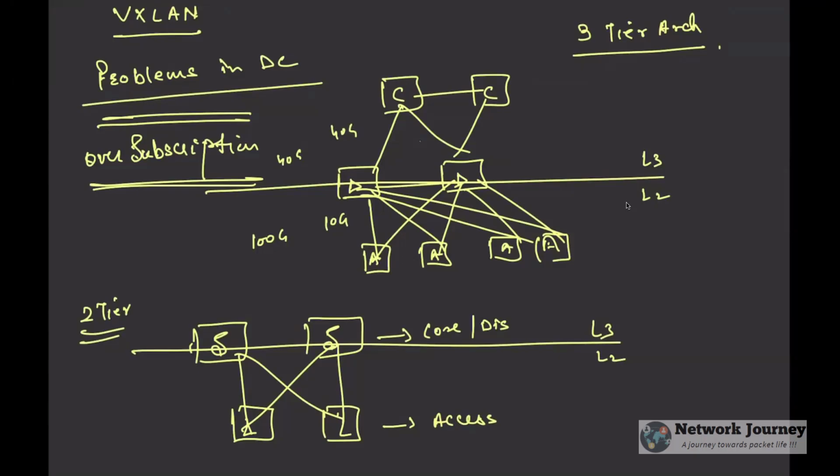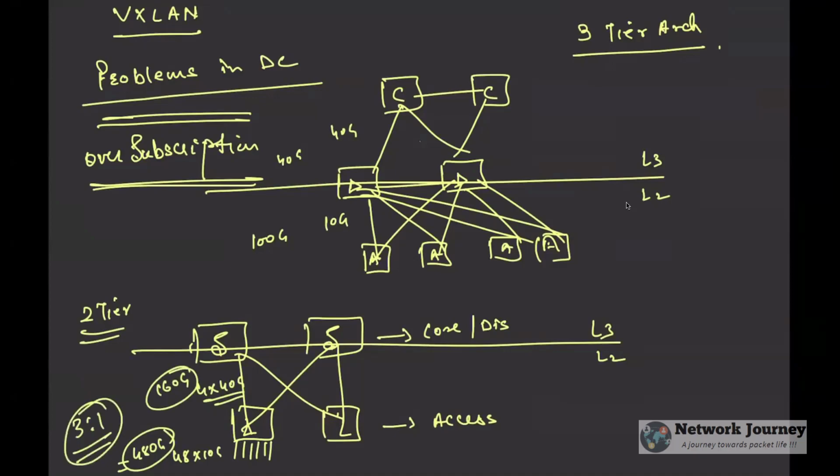For example, if you have servers connected like this, 48 ports of 10 gig, you will have a total of 480 gig, and on top of it you will have, for example, 4 ports of 40 gig. So this is 160 gig. So your oversubscription is here. You can see 3 to 1 on the ingress side. But on the egress side, you don't have it. But anyways, this is only one point of view.